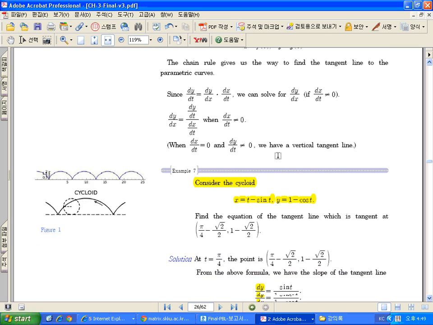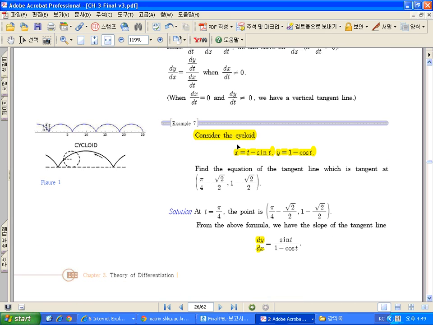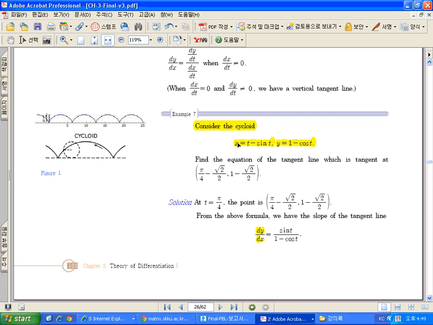Okay, tangent to parametric curves. So this is a parametric function. Suppose you have this kind of parametric function which represents the cycloid like this, when the tire of a cycle rolls. This graph can be made with this parametric function. So find the equation of the tangent line at this point.